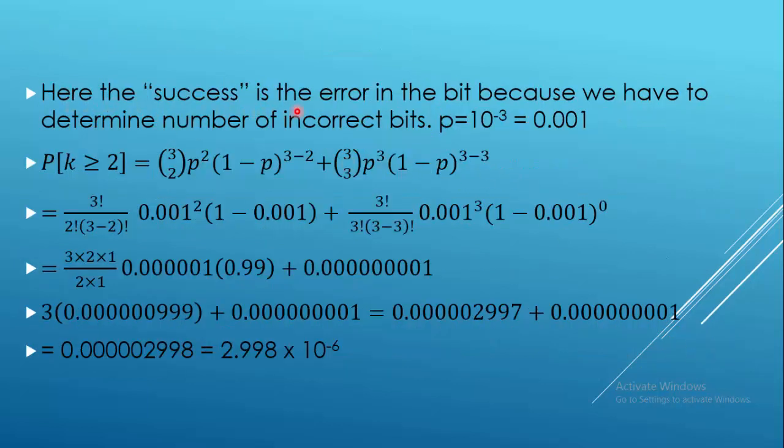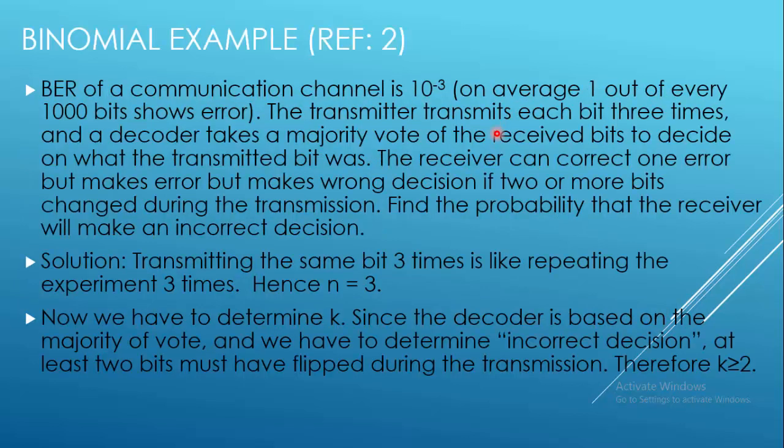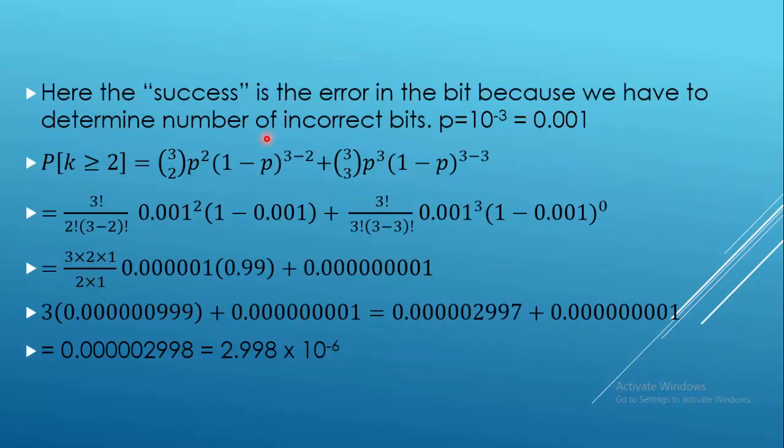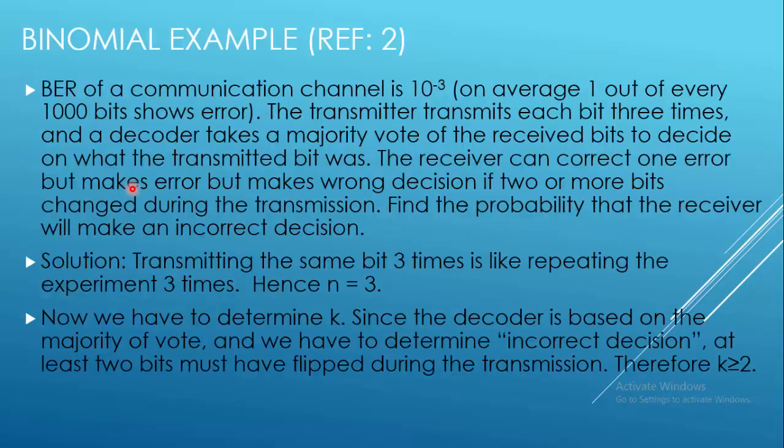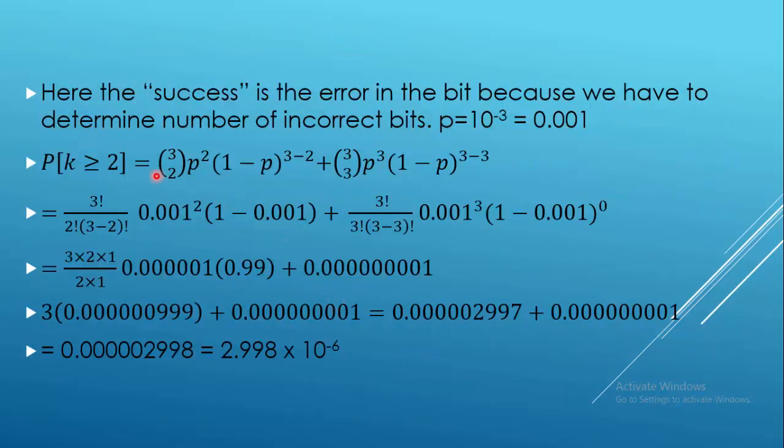Here the success is the error in the bit, because we have to determine the number of incorrect bits, which is p equal to 10 to the power minus 3, as it is given over here. This is the bit error rate of the channel. So we just plug in these values. We know that n is equal to 3. Since k is greater than or equal to 2, we have to take all the values of k starting from 2 up to whatever the limit is.